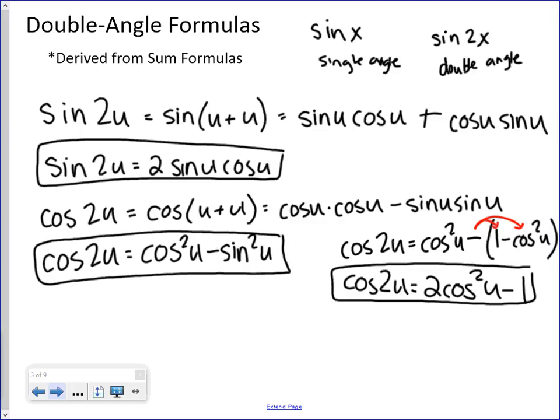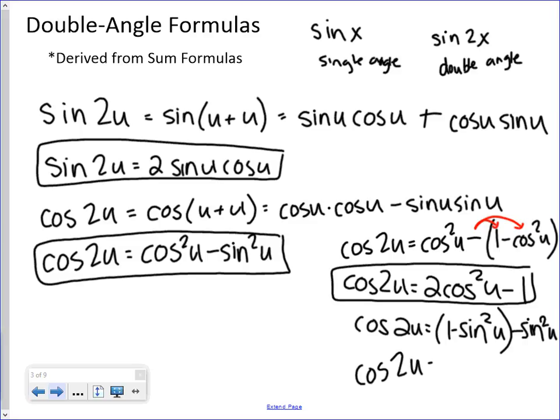And then we could repeat the process by replacing cosine squared with 1 minus sine squared. So I'll do that as well. On this one, I don't have to worry about distributing the negative. I'm just combining like terms. A negative sine squared minus sine squared is negative 2 sine squared. So cosine 2u is also equal to 1 minus 2 sine squared u.